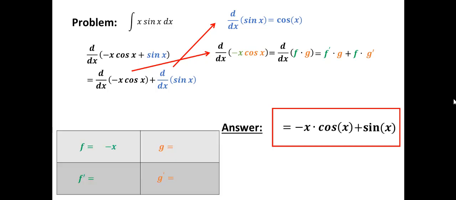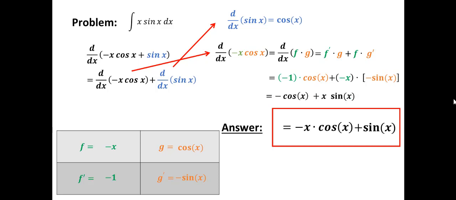So let's define our f and our g. Our f is what's in the green, our g is what's in the orange. So we easily find our f prime is negative 1, and our g prime is just going to be negative sine of x. Now we can go ahead and plug these in for that derivative. Our f prime times g is going to be negative 1 times cosine of x, and then we add our f times g prime, which is negative x times negative sine of x. Simplifying these a little bit, we end up with negative cosine of x plus x sine of x.